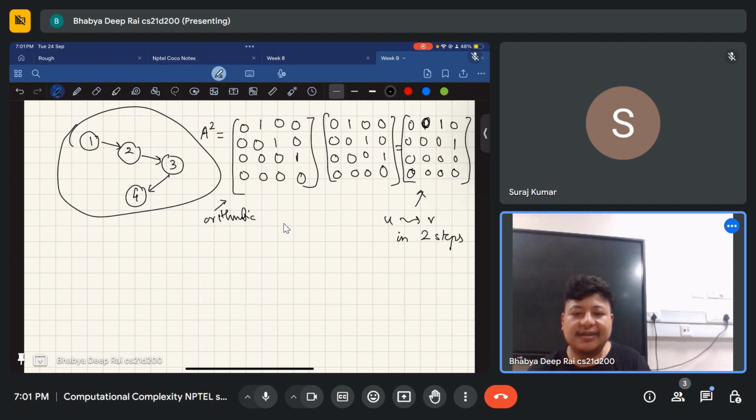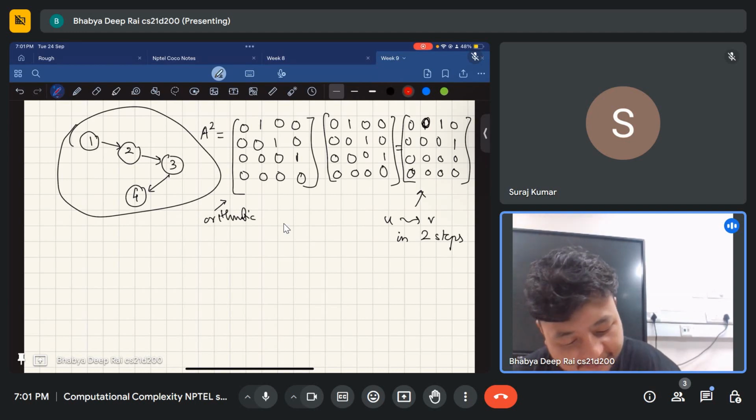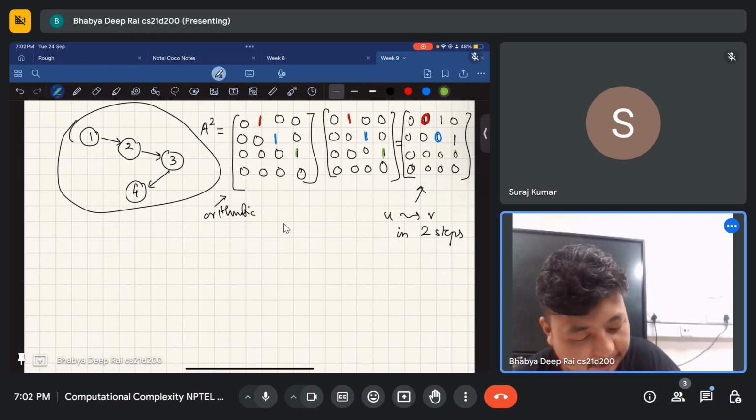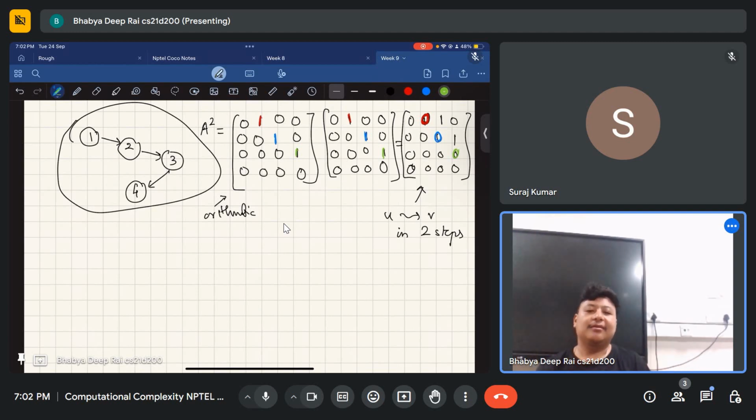This is the problem here, that we have forgotten on the way. We have forgotten that this 1 could reach 2. We are getting 0 here, but previously it was a 1. We've also forgotten that 2 could reach 3 in one step. And we've also forgotten that 3 can reach 4 in one step. We've forgotten this information. So I keep doing this.